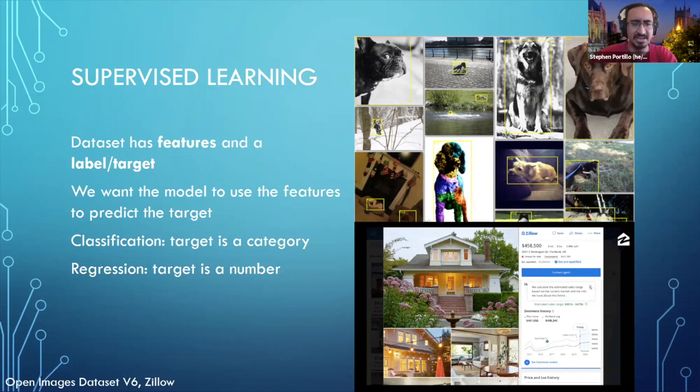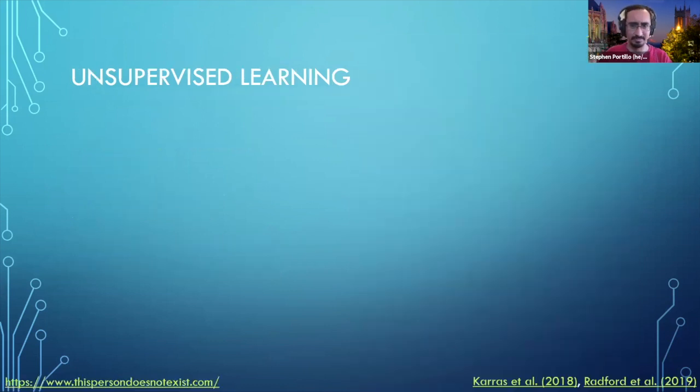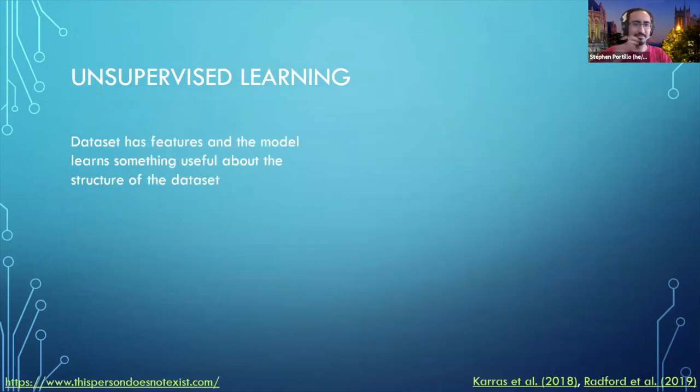So supervised learning is often placed in contrast with unsupervised learning. And at least I feel like I don't have a good definition of unsupervised learning. There might be a better one out there. But I think of unsupervised learning as saying the data set only has features. There's not a target that we're necessarily wanting to hit. But we just have a data set and we want to learn something useful about the structure of the data set, like what's going on in this data.